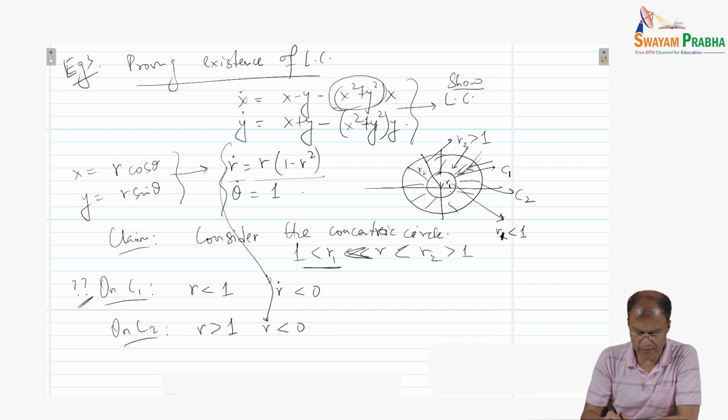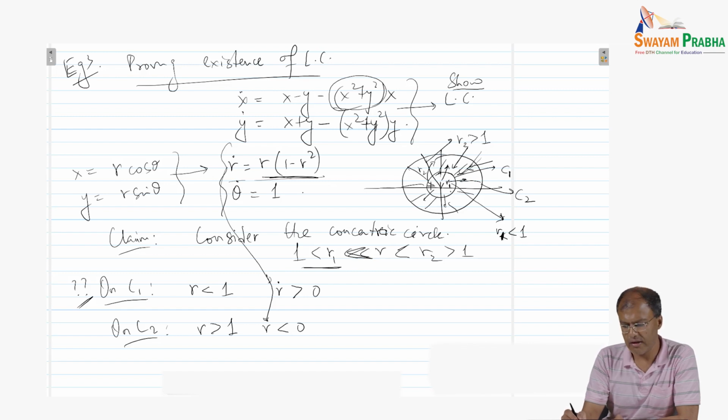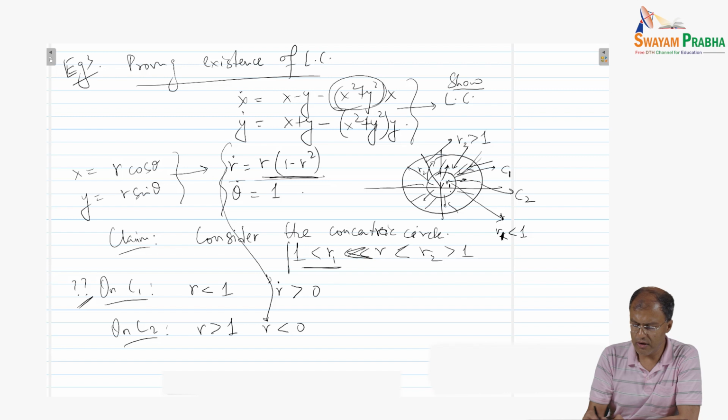Similarly, on C1 we can check that since r is less than 1, r dot is greater than 0 because of the same equation, and now on C1 the arrows point outward, in the positive r direction, which means that any trajectory which starts inside the circle C1 is bound to go into this annulus region eventually. So this annulus region is the so-called trapping region of any trajectory.